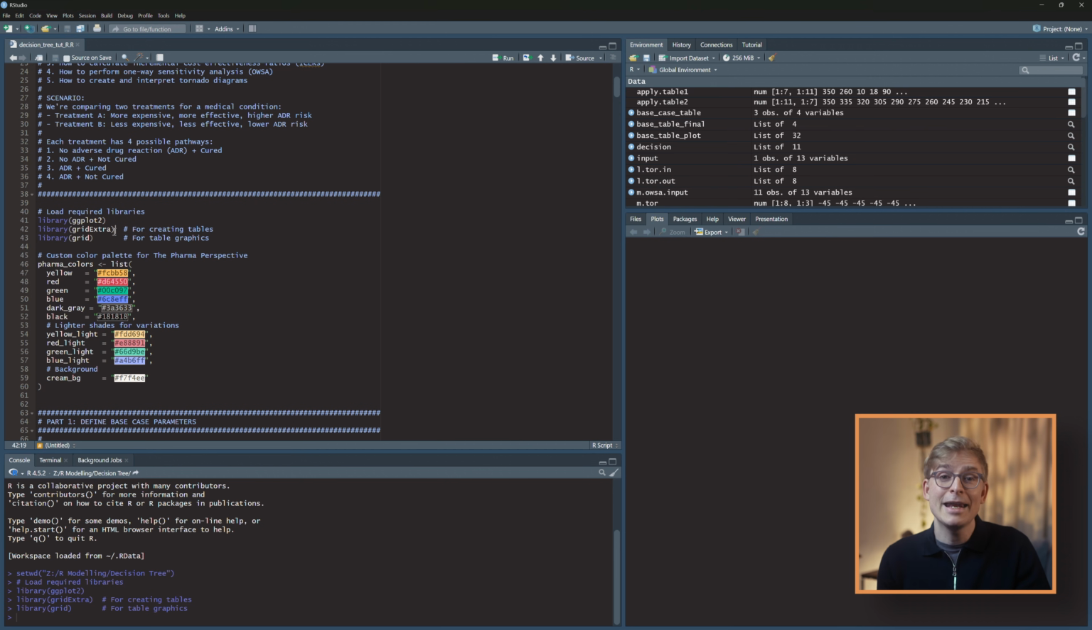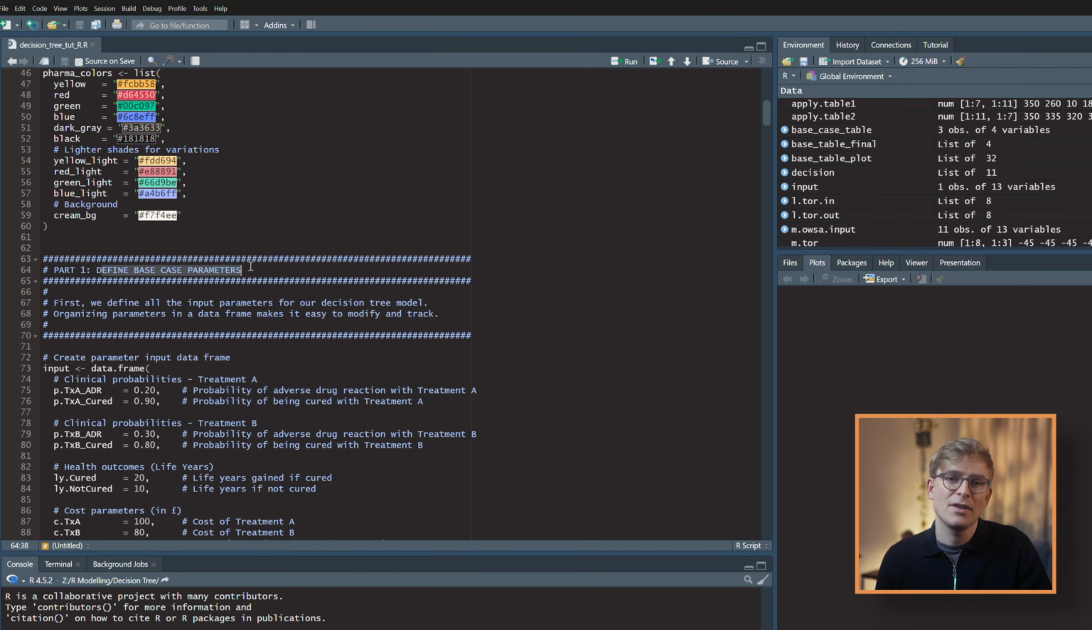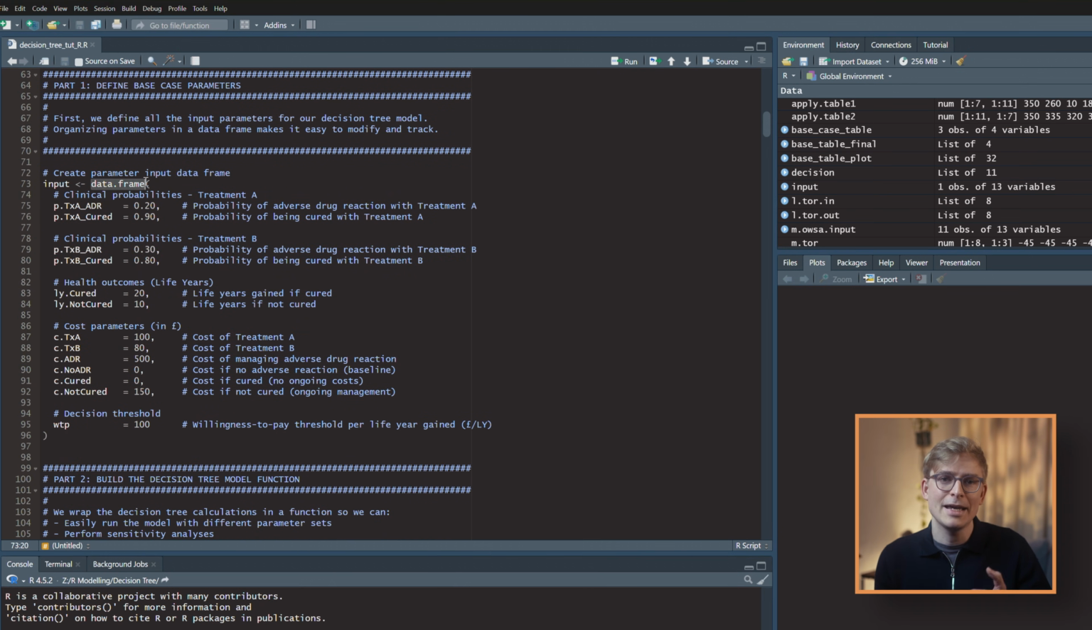The first step in any health economic model is to define your parameters. I like to organize everything in a data frame because it makes it really easy to modify inputs later and keeps everything in one place. Here we've got three types of parameters. First, clinical probabilities for treatment A and treatment B. That's the probability of ADRs and the probability of being cured. Second, health outcomes. 20 life years if cured and 10 if not. And third, cost parameters.